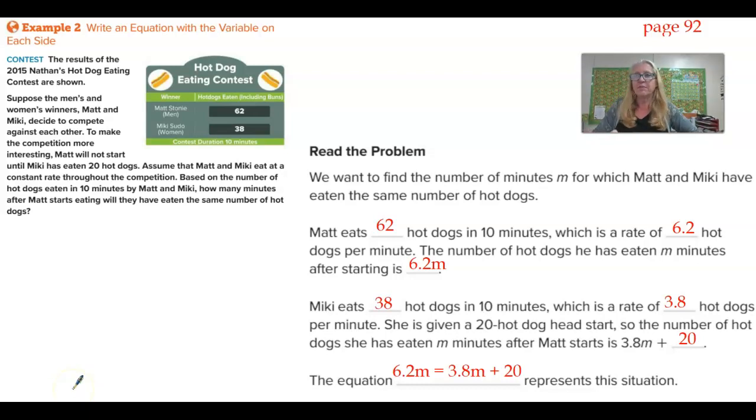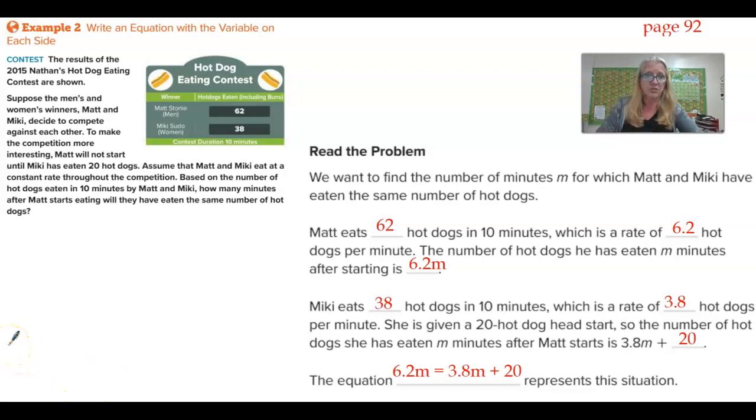Okay, suppose the men and women's winners, Matt and Mickey, decide to compete against each other. To make the competition more interesting, Matt will not start until Mickey has eaten 20 hot dogs. Assume that Matt and Mickey eat at a constant rate throughout the competition. Based on the number of hot dogs eaten in 10 minutes by Matt and Mickey, how many minutes after Matt starts eating will they have eaten the same number of hot dogs?